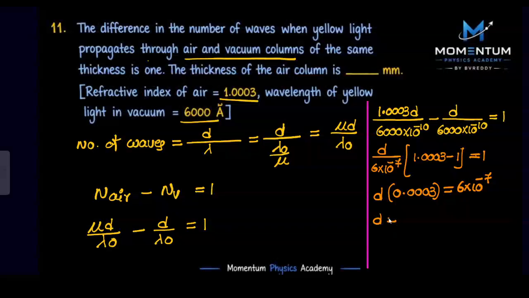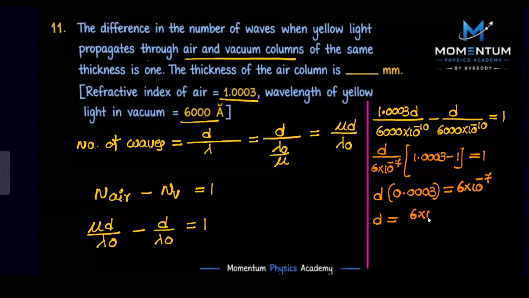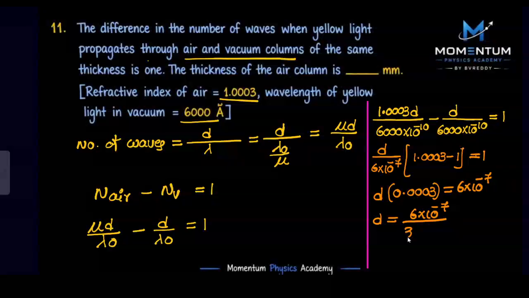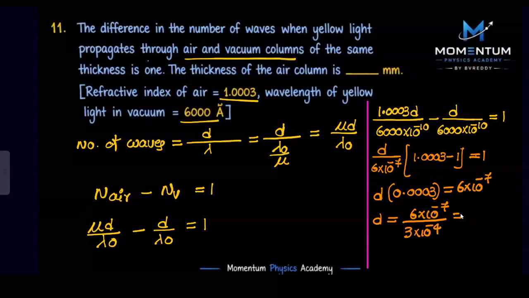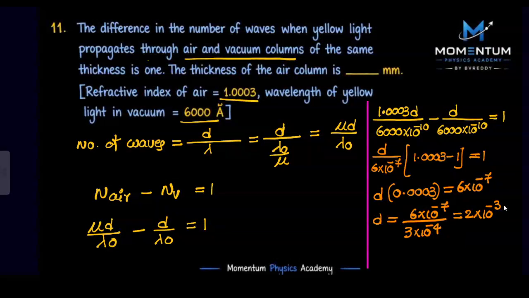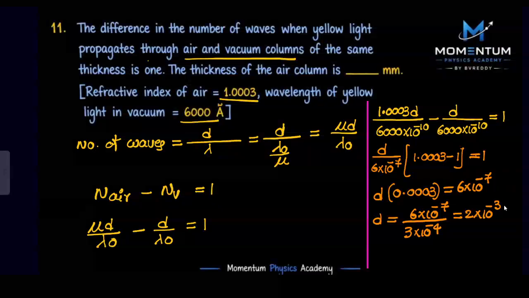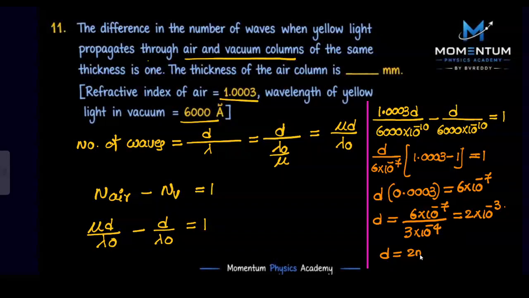So how much is the D value? 6 into 10 power minus 7 by 3 into 10 power minus 4. That means 2 into 10 power minus 3. They are asking in millimeters. So the D value is 2 mm.